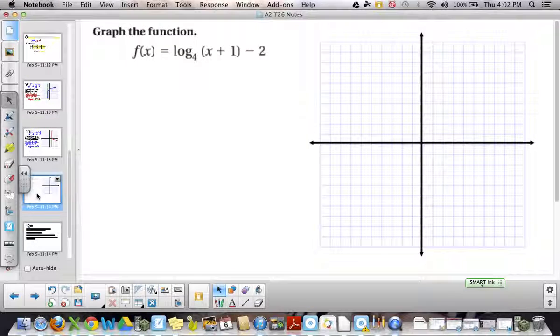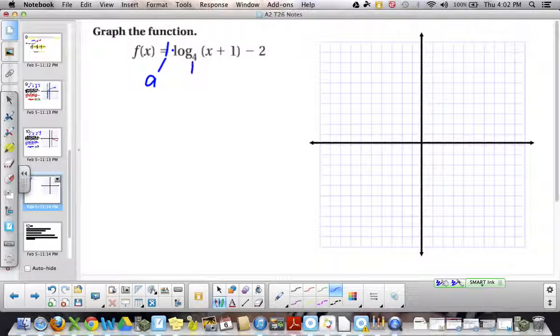Okay, and one final example. Here f of x equals log base 4 of x plus 1 minus 2. So start by identifying a, b, h, and k. So again, a is trivial, it's almost always going to equal 1. B is 4. H this time, because it's plus 1, and h is going to be -1, and then minus 2 is your k.